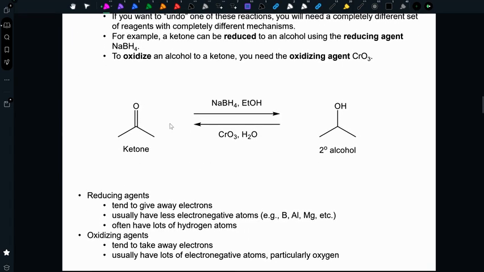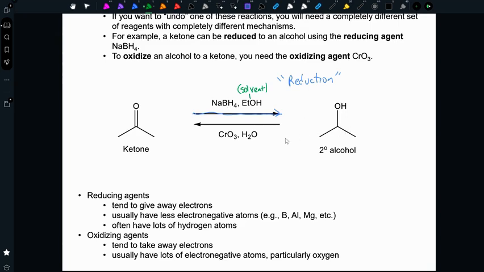If I want to take a ketone and turn it into an alcohol, this would be a reduction, right? So when I'm going this way, this is reduction. I would say I'm reducing that ketone. I use a reagent called NaBH4, sodium borohydride. Ethanol here is playing the role of solvent. That's one set of reagents.